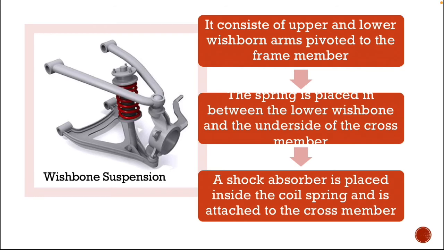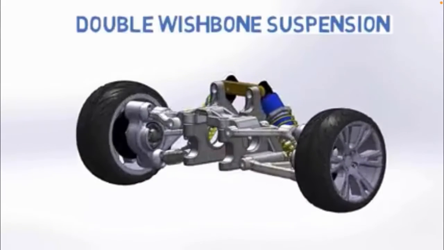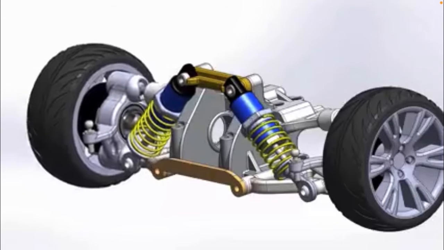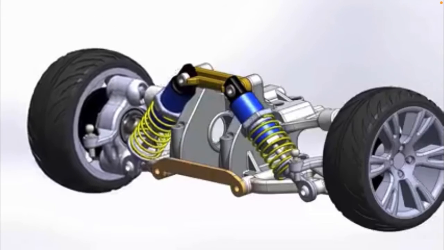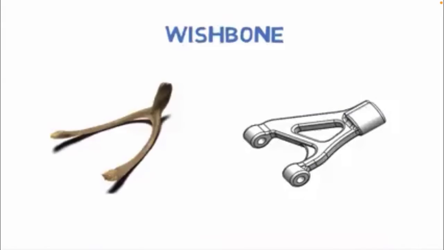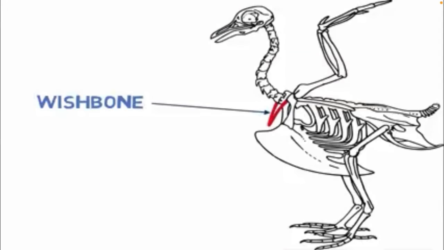So it will take the whole shock on the top of the spring. So this is a double wishbone or wishbone suspension. You can see the working of the suspension, which is itself an independent suspension. This resembles the wishbone of a bird.